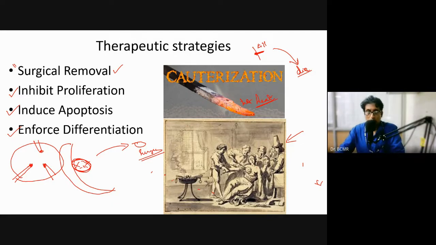It's interesting to know about the history of surgery as well. We had our own ancient father of surgery as well, right?